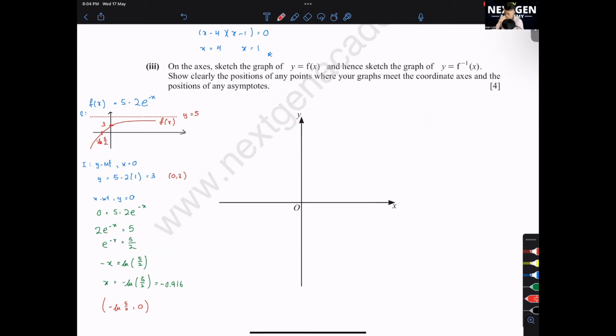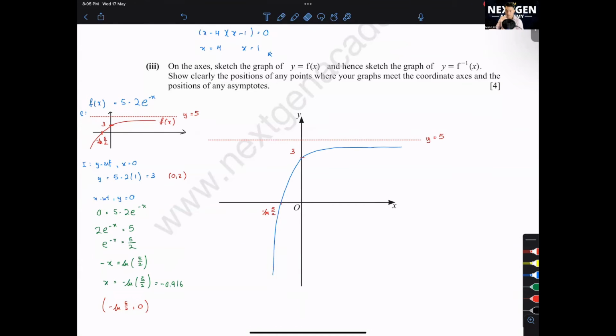Okay, so let's sketch this out first. Negative ln 5 over 2, and over here, 3. How would my graph look like? It's a graph like this. Wait, I'll try to draw a little nicer. Something like this. Then we have to draw our asymptote. The asymptote over here will be y equals 5. You need to draw this first.